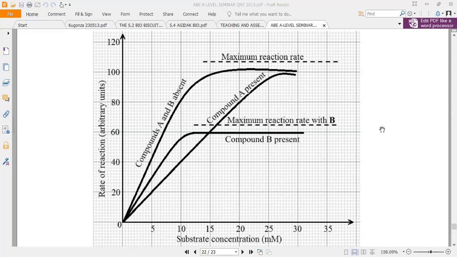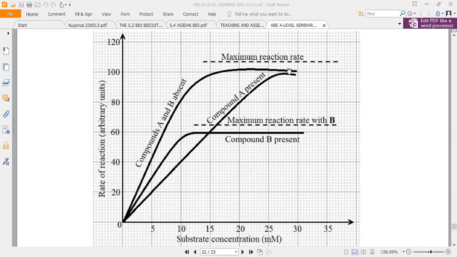Let me read again, people, what Michelle is saying. Compound A is competitive because the rate of reaction increases with increase in substrate concentration, which is true. You can all see it in the graph that when A is present, the more you increase the substrate, the more the rate of reaction keeps on increasing. Actually, at very high concentrations of the substrate, you can see that when compound A is present, the rate of reaction is almost equal to the rate of reaction when compounds A and B are absent.